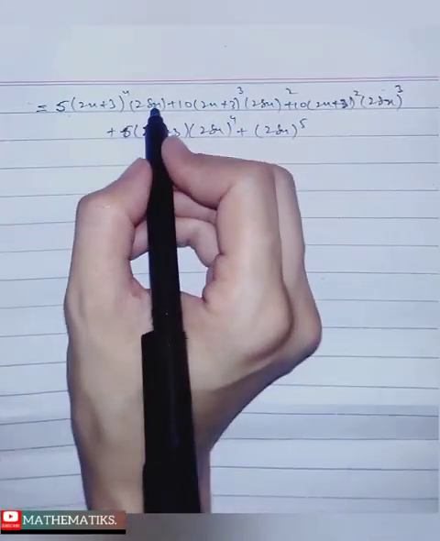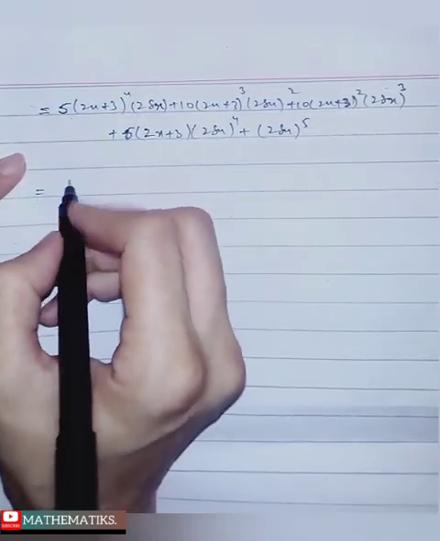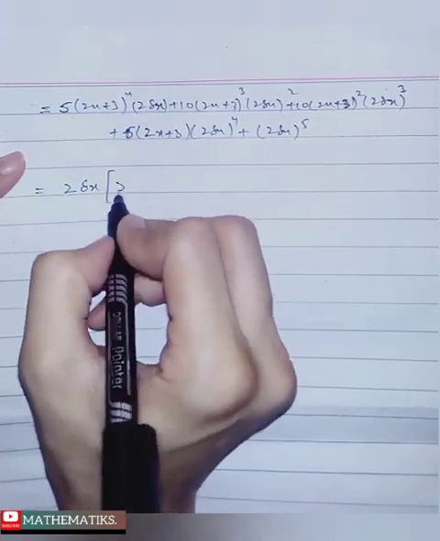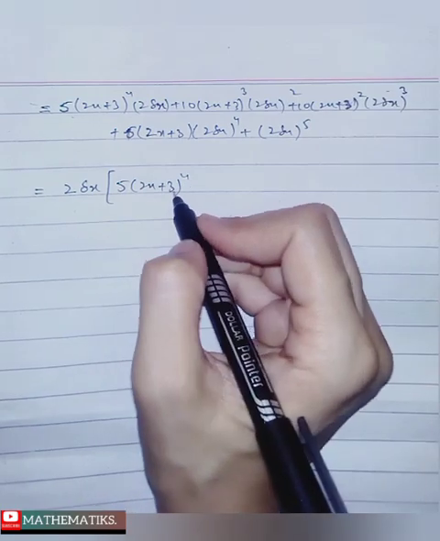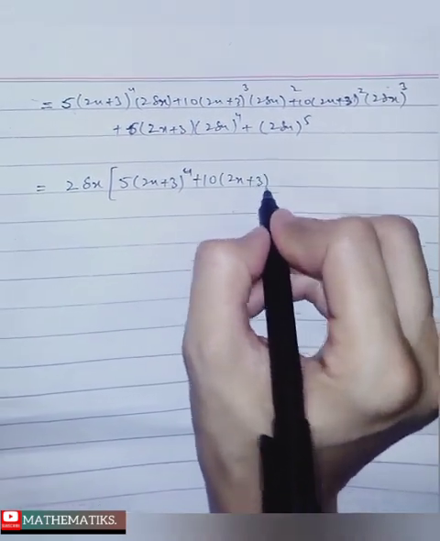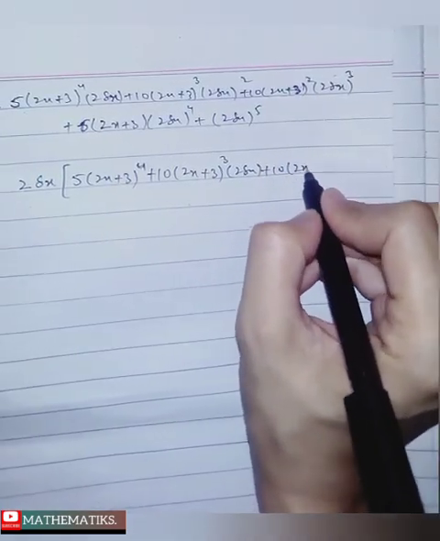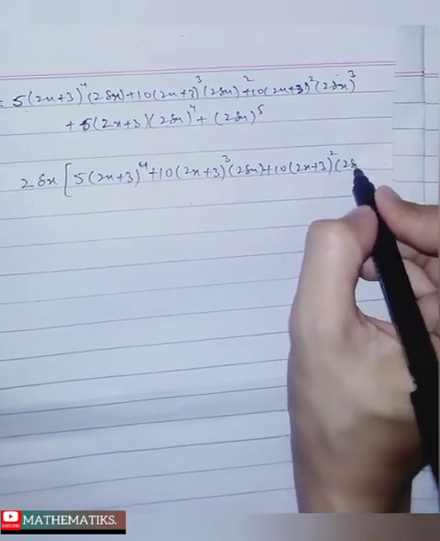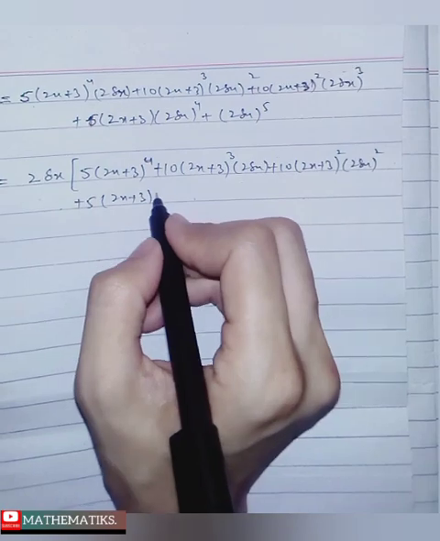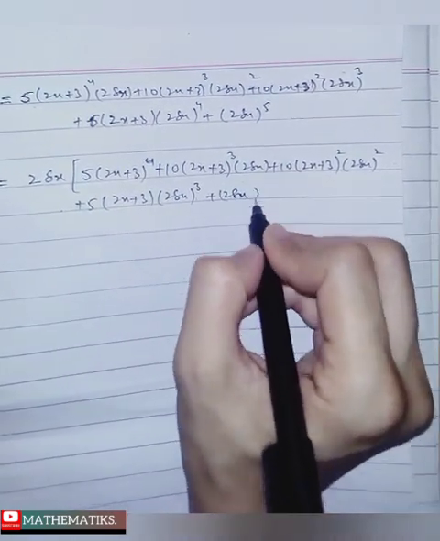So here we have written off all of your values. You can see that all these values or factors include partial x, 2 partial x. So I'm going to take 2 partial x common. Here, 2 partial x, 5 into (2x plus 3) whole power 4, plus 10 into (2x plus 3) whole power 3, 2 partial x, plus 10 into (2x plus 3) whole square, 2 partial x whole square, plus 5 into (2x plus 3) into 2 partial x power 3, plus 2 partial x power 4.